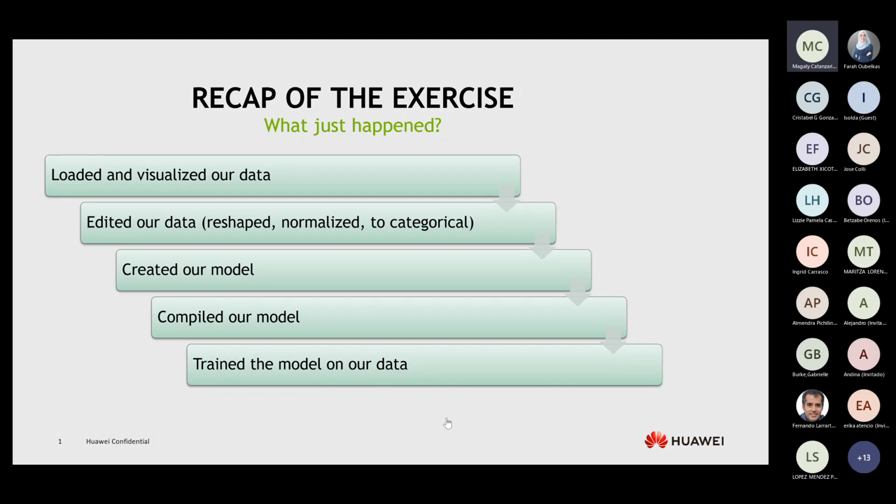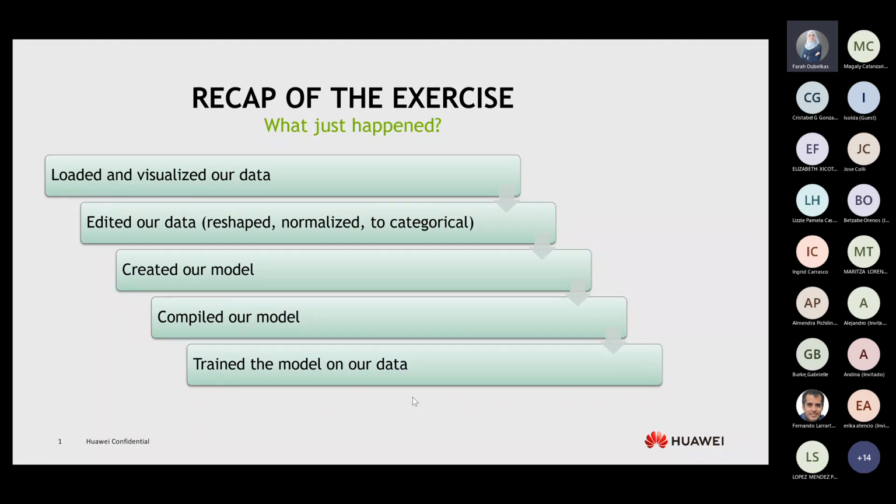And then we create the model. And we were watching some level of accuracy of our model. Okay, so that's perfect. I guess this is a perfect recap of the exercise.